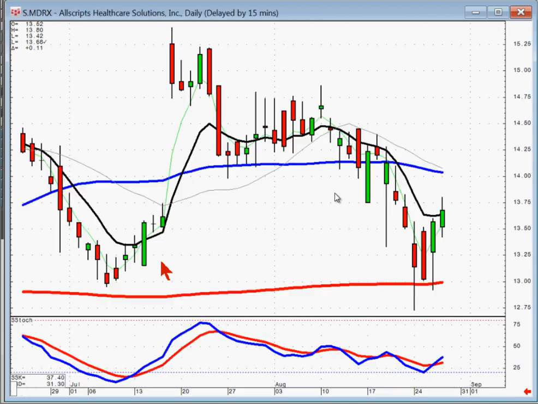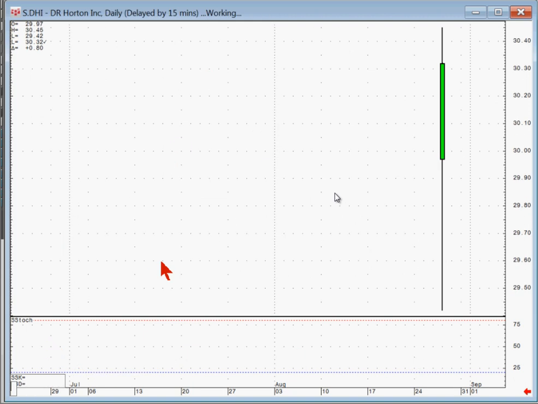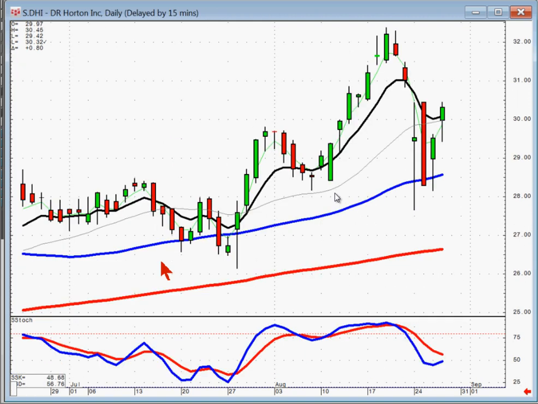And MDRX, nothing real exciting here, not a real reversal signal of any great magnitude, which means there's too many other charts out there that have good reversal signals to them. I'd rather go to them versus trading that one. DHI, that one's got a bullish Harami gap up. This one you can buy on positive trading.